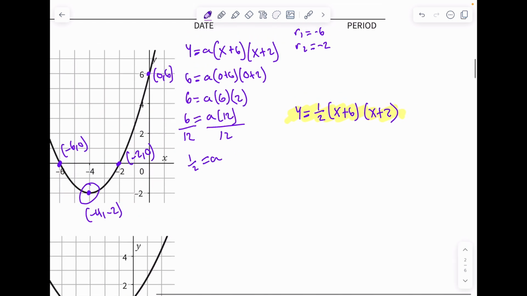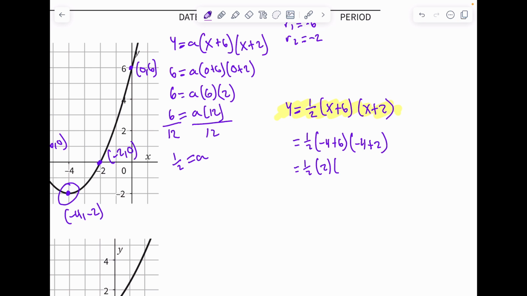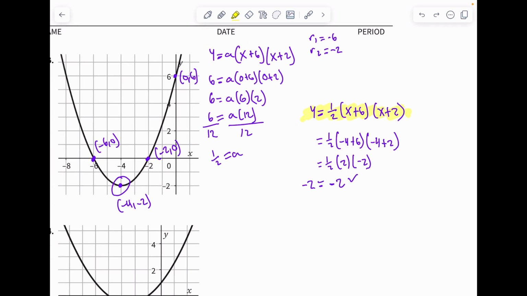So we can plug in negative 4. So 1/2 times (negative 4 plus 6)(negative 4 plus 2). This is 2, this is negative 2, so this is all equal to negative 2. Right? So does negative 2 equal negative 2? Yes. So then we know as a result that this is our correct and final answer.